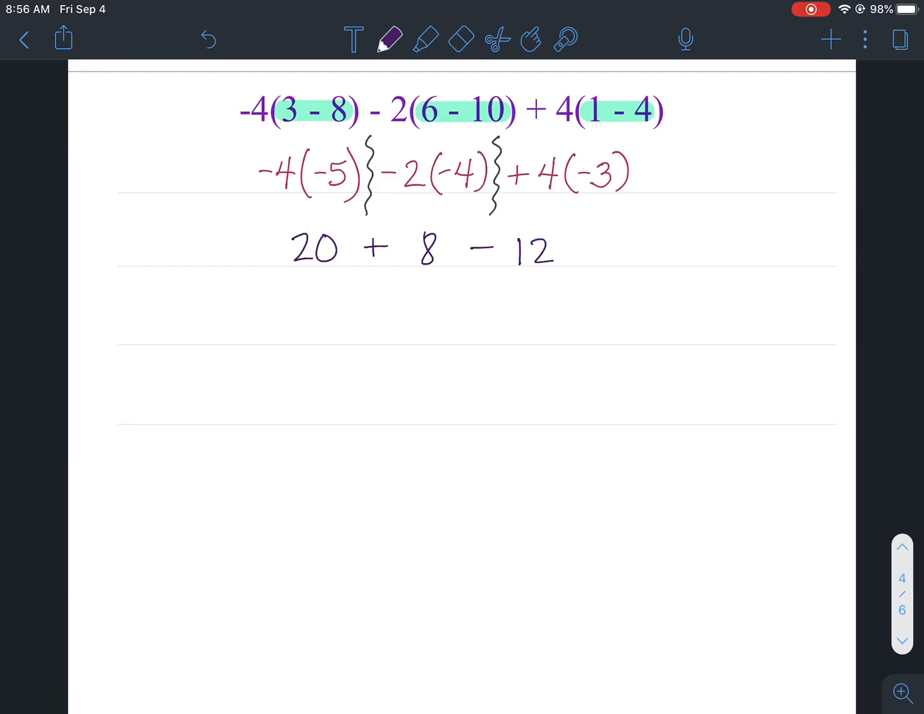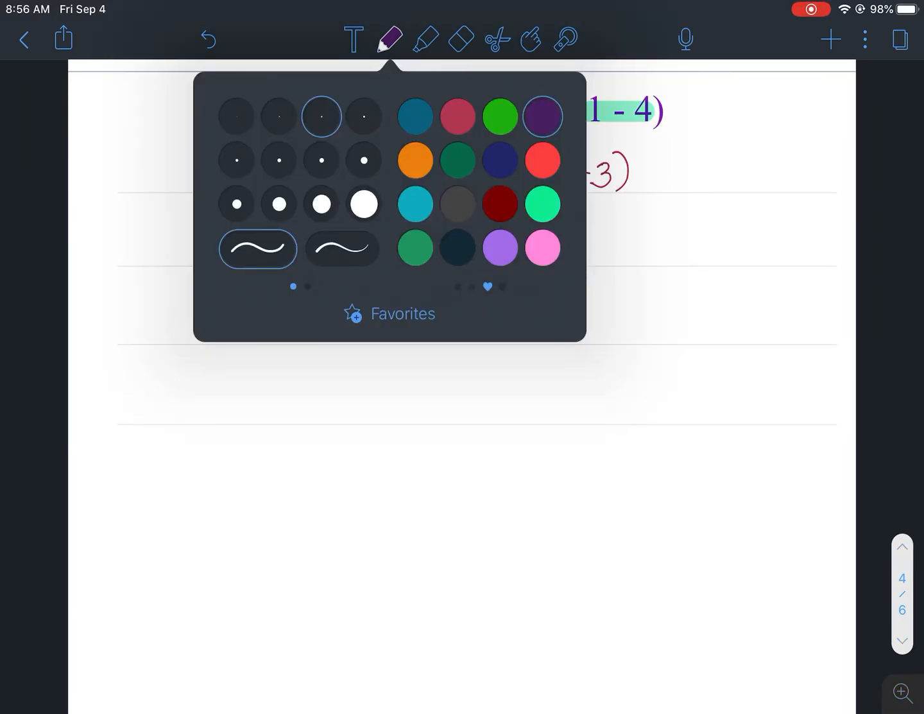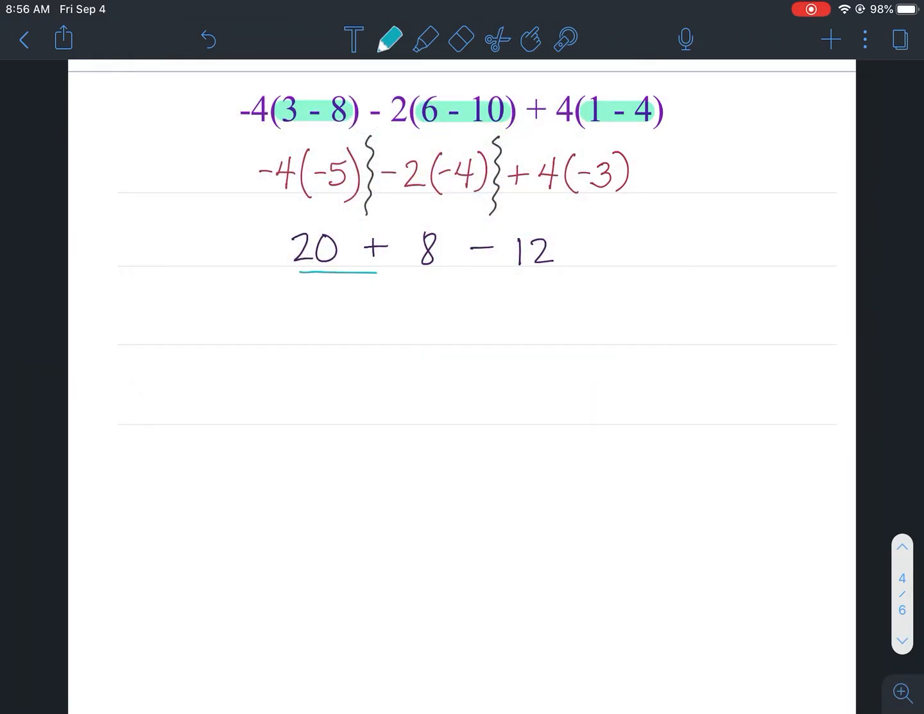And now I add or subtract going left to right. So I'm going to start with the 20 plus 8. 20 plus 8 is 28. Bring down my -12. And then last, to finish the problem, I'll combine the 28 minus 12, and 28 minus 12 is 16.